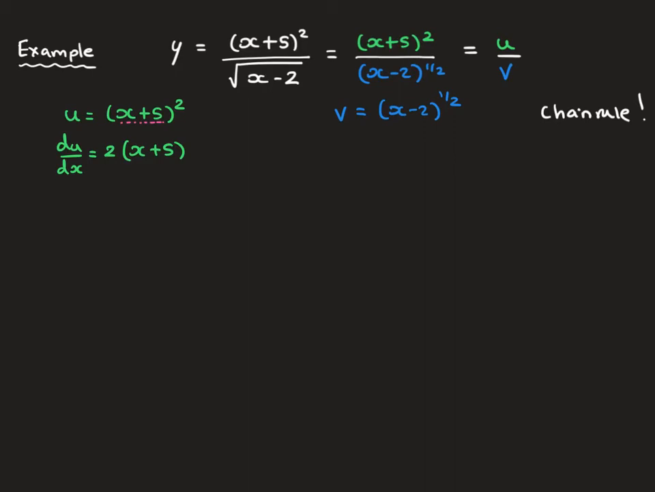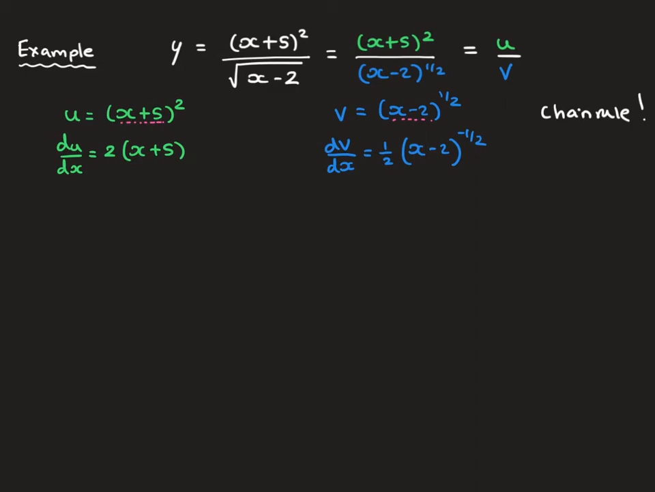A bit more complex for v, dv by dx: multiply by the power of a half, reduce the power by 1, so it becomes negative a half, but again, the derivative of x minus 2 is 1, so multiplying by 1 doesn't alter what we have already.